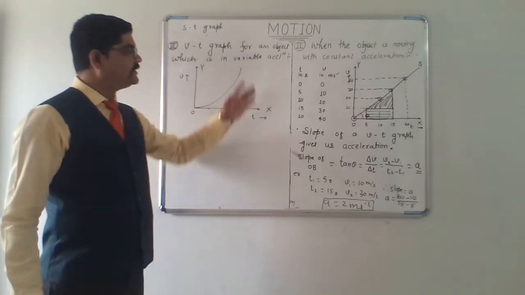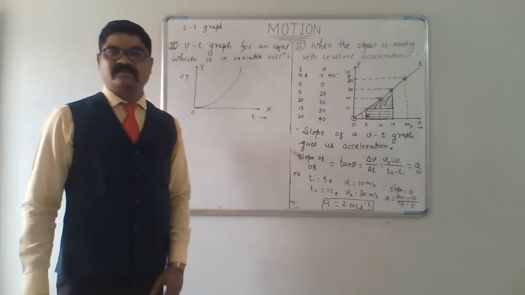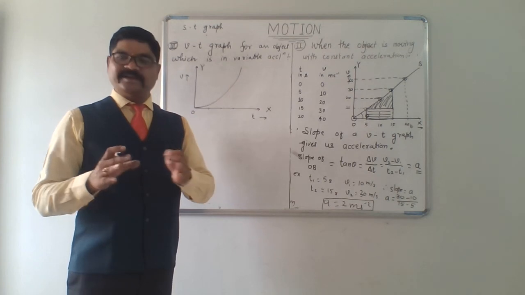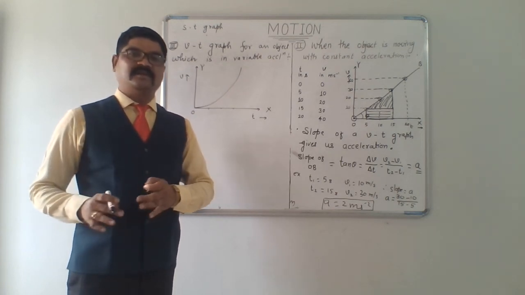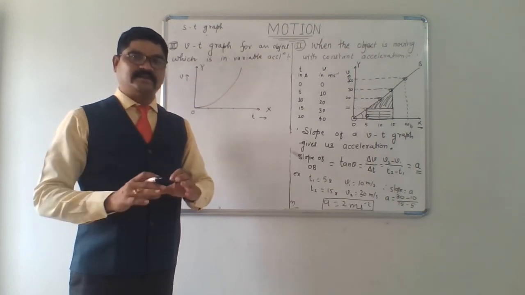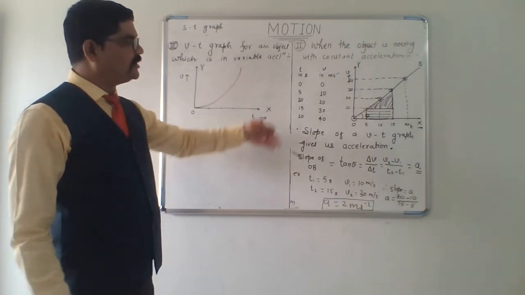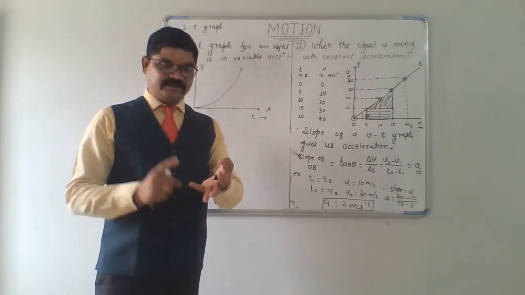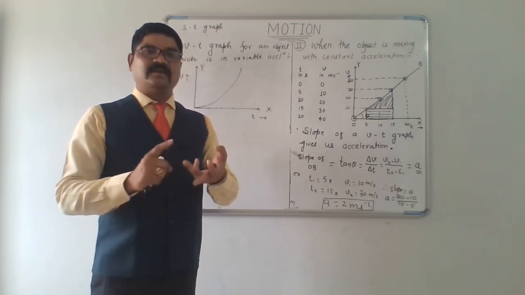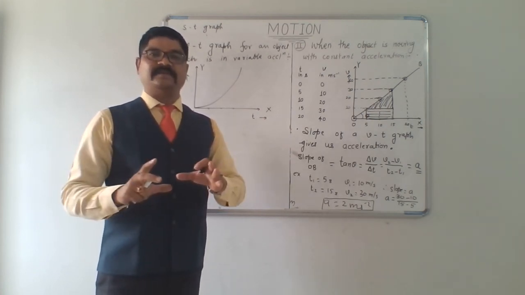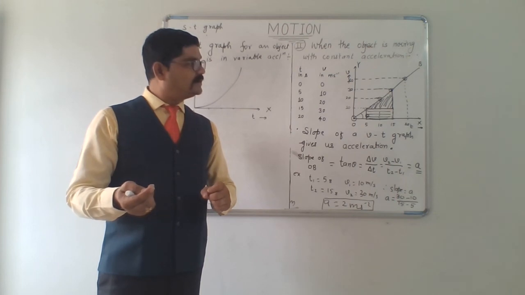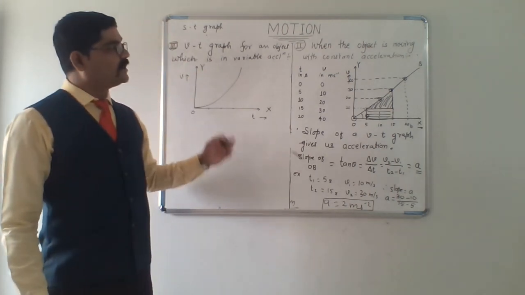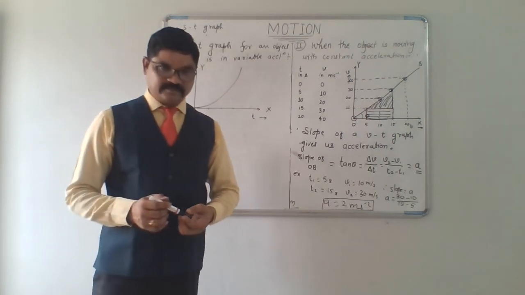Thus, we have studied the graphical representation of motion. I insist you take different cases, take the tabular data and try to draw all the graphs. Try to find out the slope, try to find out the area using graph papers. This will give you a clear idea about the graphical representation of motion.